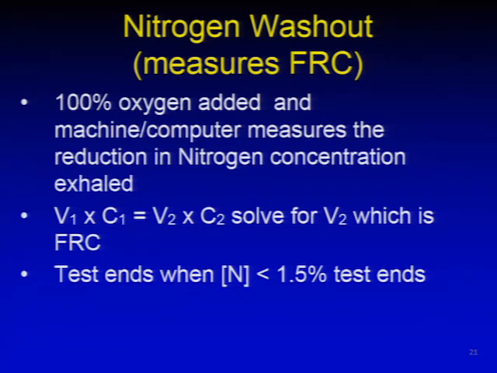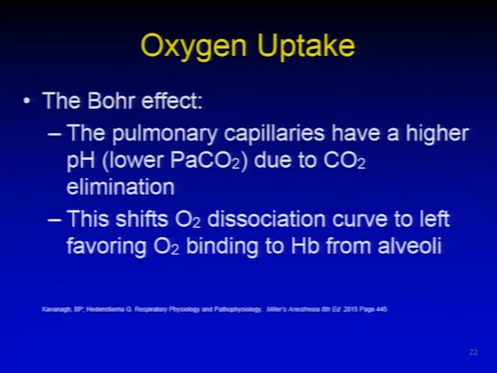Now, as I said before, to accurately measure functional residual capacity, one needs to measure the residual volume as well. Nitrogen washout is a method where a specified concentration of nitrogen is delivered to a volume as the exhaled concentration declines, and you really just solve for the second volume, which is the FRC.